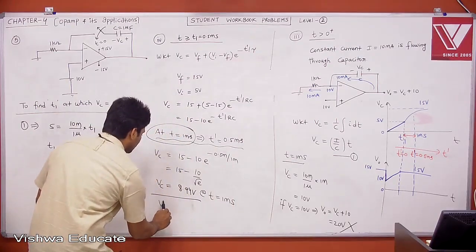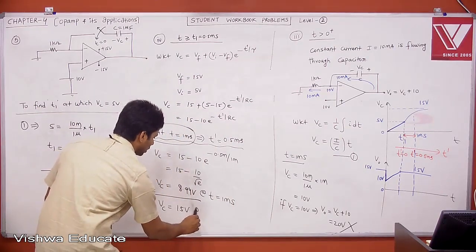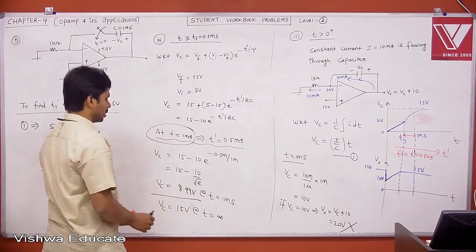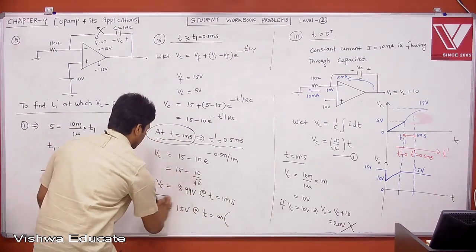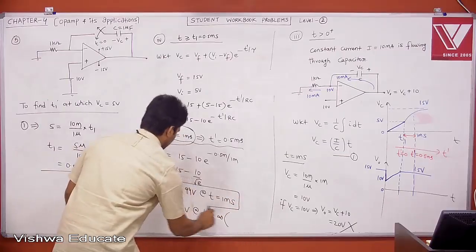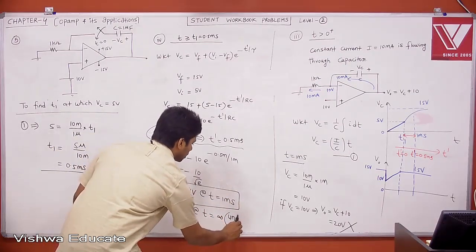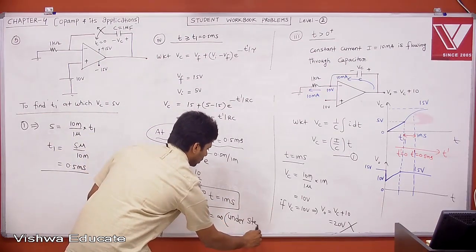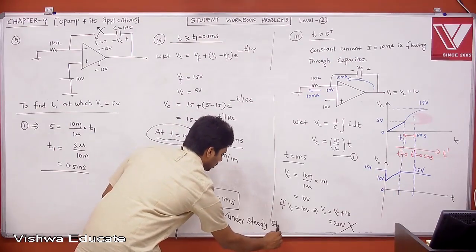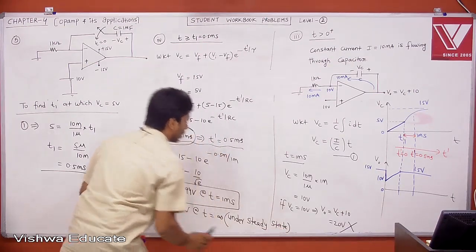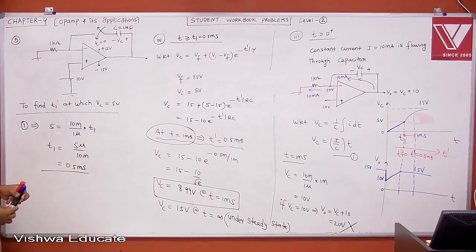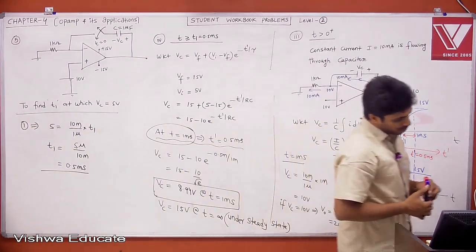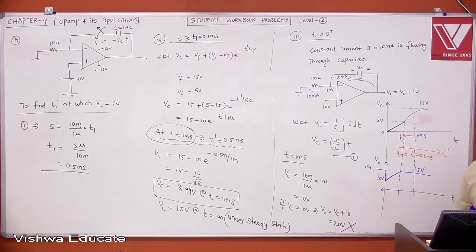But ultimately your VC will be 15 volt at time t equal to infinity, under steady state. But if you see your options, right? Options are 0 volt, 6.3 volt, 9.45 volt, 10 volt. Tell me what is the answer which is nearer to 8.94? That is 9.45 volt.